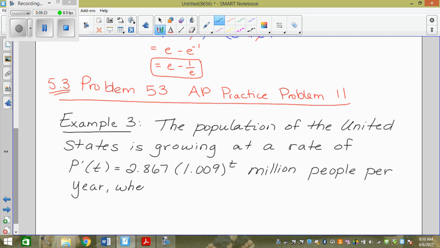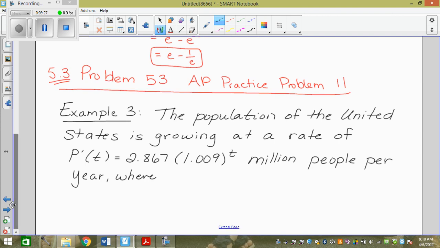Where T is the number of years since 2015.